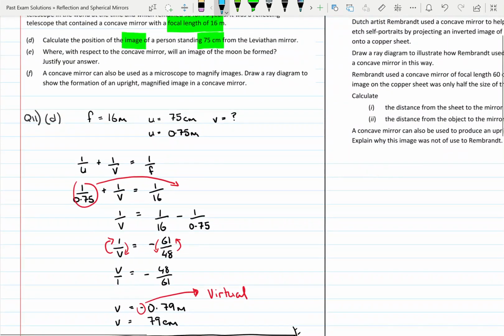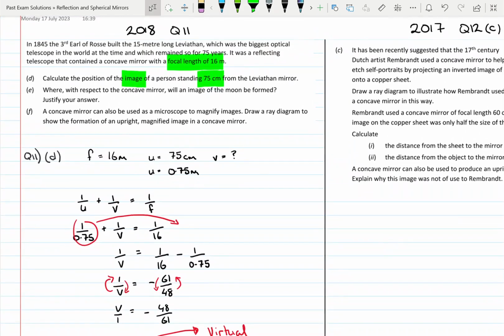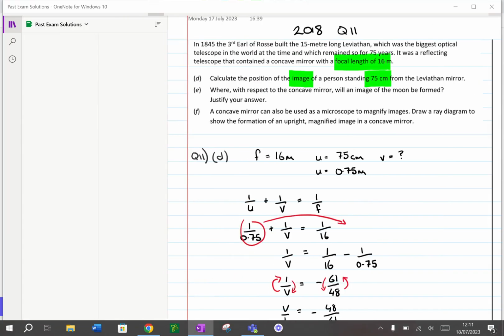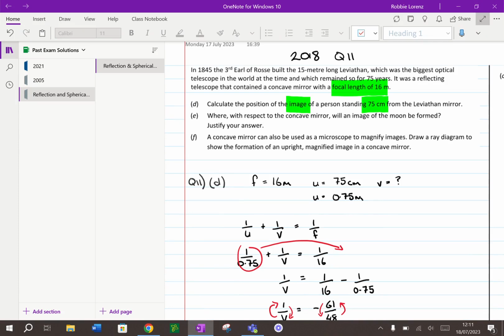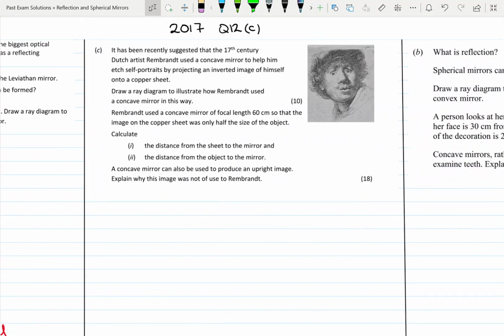Let's just have a look back through. That is our 2018 question complete. So far, so good. Okay, now let's move on to our next question, 2017 question 12, part C.